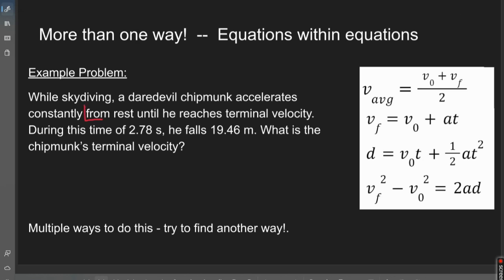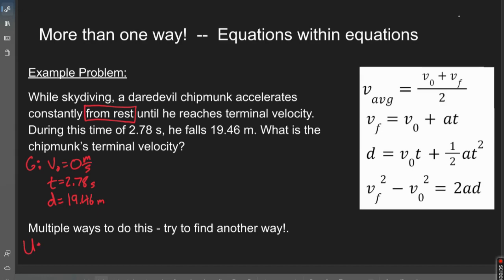While skydiving, a daredevil chipmunk accelerates constantly from rest. From rest. Anytime you see those words, star it, box it, because what does that mean? V naught equals 0. From rest until he reaches terminal velocity. During this time of 2.78 seconds, he falls 19.46 meters. So displacement is 19.46 meters. What is the chipmunk's terminal velocity?